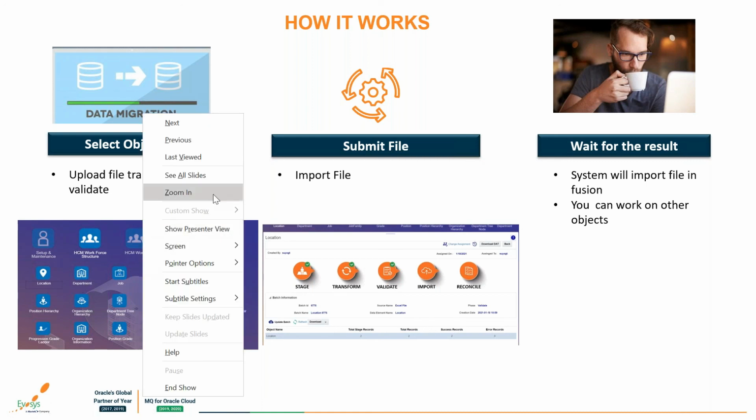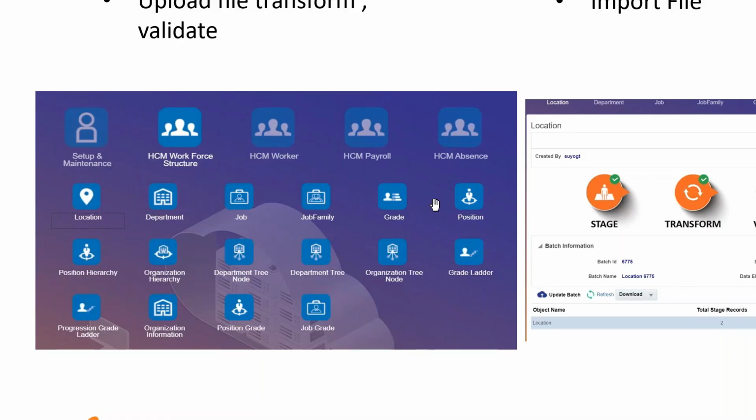Here is the screen that you'll see when opening the Glide application. From here, these are the objects from which you can select any object that you want, which can be a location, a department, a job, or a job family, job grade, etc.